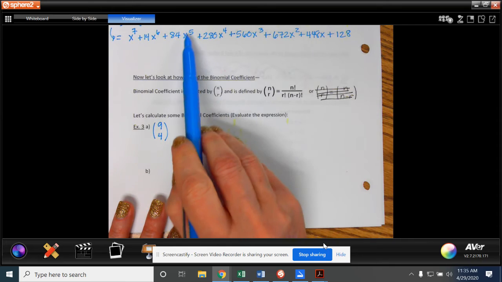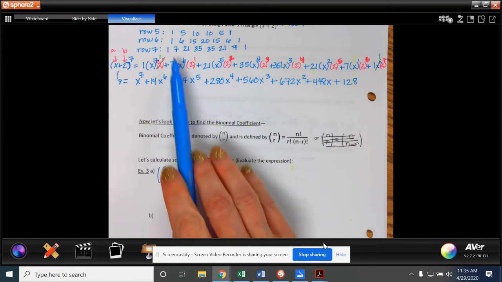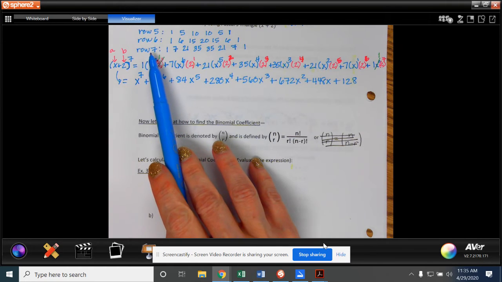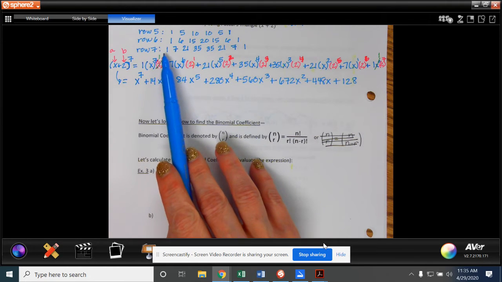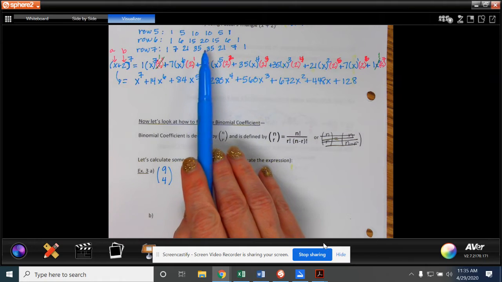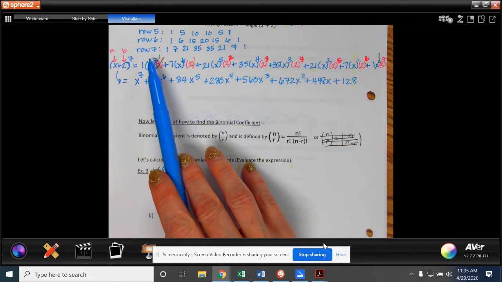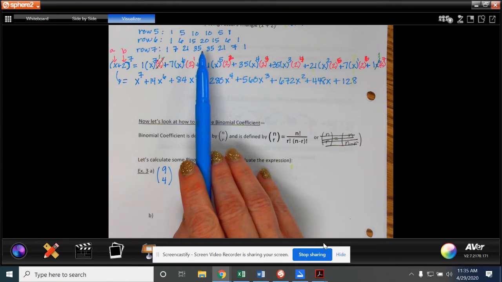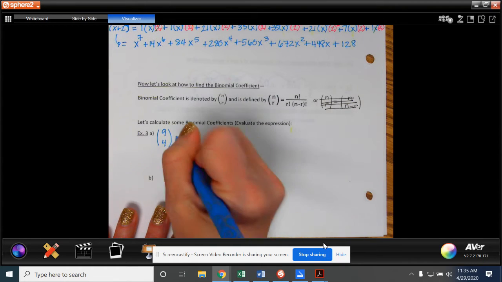Just like up here, let me just scoot this up. This would be your row where n is 7, and I would want the fourth one in. So I would have 7 over 4. And then my binomial coefficient starts off at 35. So that's what this means.